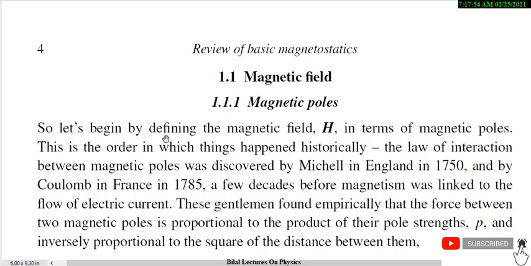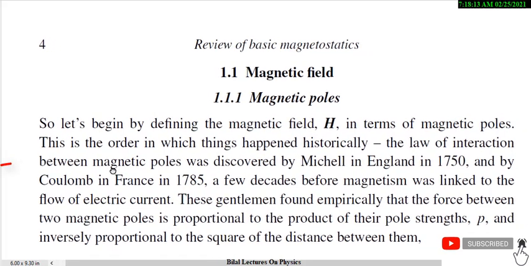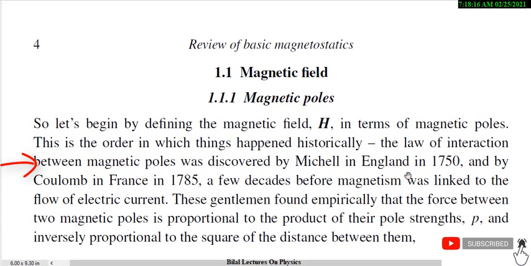So let's begin by defining the magnetic field. As we know, the magnetic field is denoted by H. In terms of magnetic poles, we have two poles, one north and the other south, and this is in the order in which things happened historically. The law of interaction between magnetic poles was discovered by Michell in England in 1750. This is basically a law of interaction, how two poles interact with each other in magnetic materials.